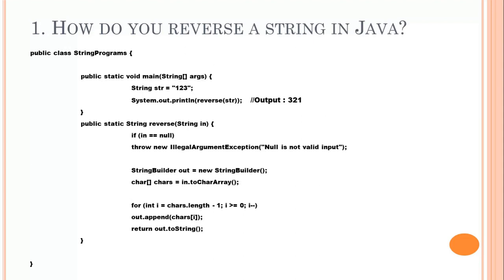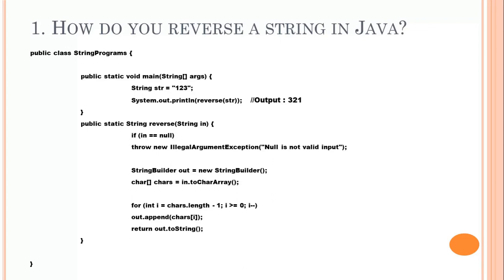So we have created the StringBuilder object, and we need to convert the string into a character array. We are converting the string into a character array, storing each and every character into chars. Now we need to reverse the string.